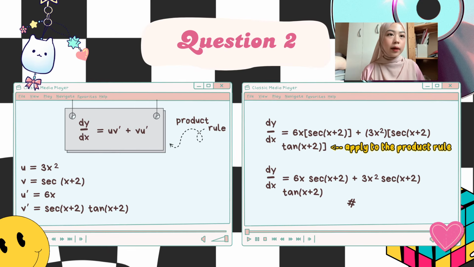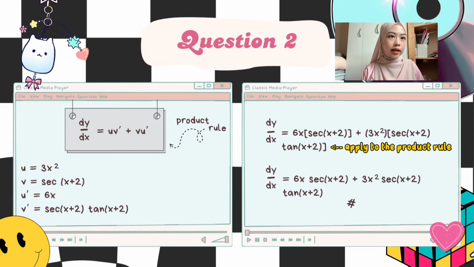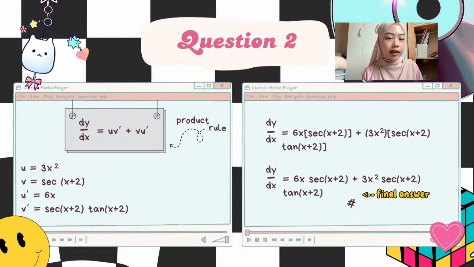We got dy/dx equals 6x times sec(x plus 2) plus 3x squared times sec(x plus 2) times tan(x plus 2). The final answer is dy/dx equals 6x times sec(x plus 2) plus 3x squared times sec(x plus 2) times tan(x plus 2).